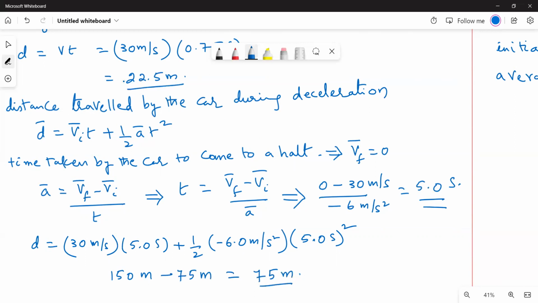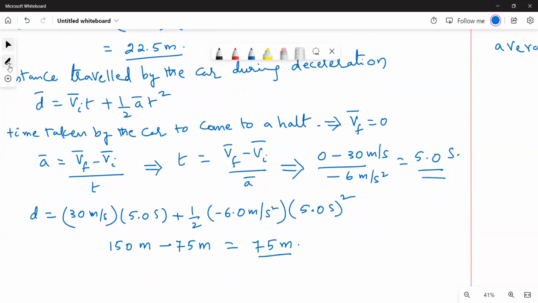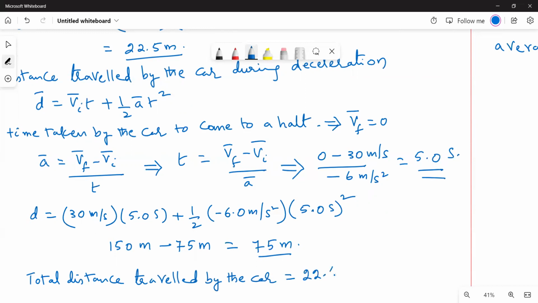And here we already found the distance traveled by the car during the reaction time. Therefore, the total distance traveled by the car is 22.5 plus 75, which is equal to 97.5 meters. That is the answer.